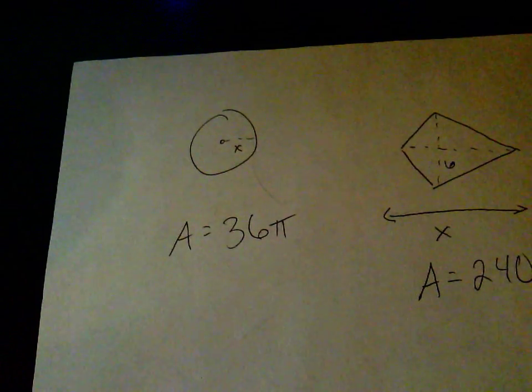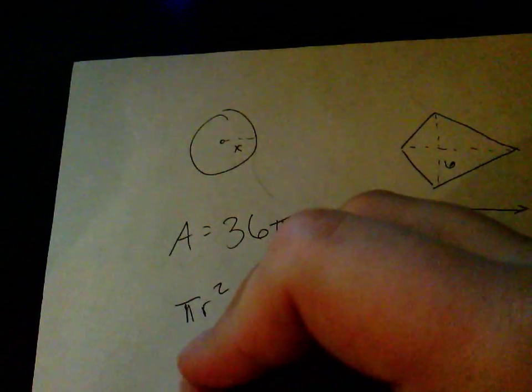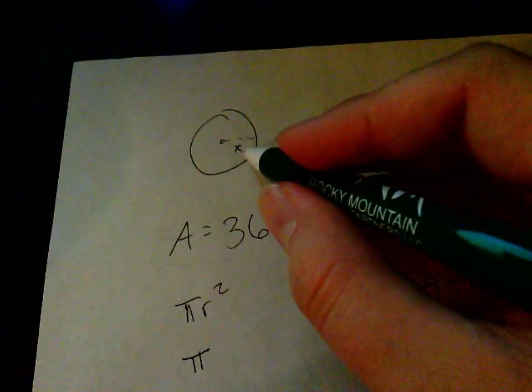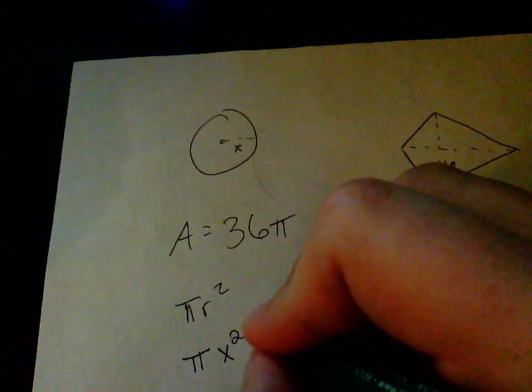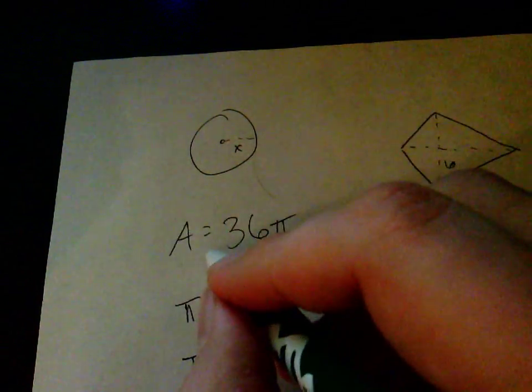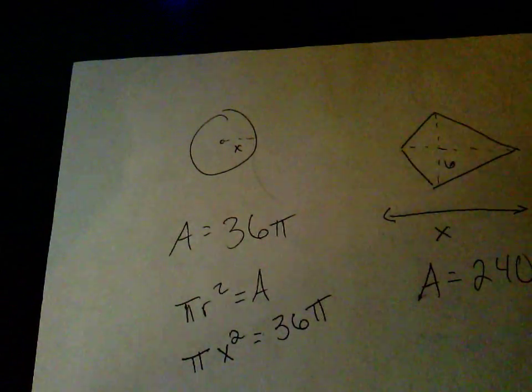First, you got to figure out what the formula is. This is a circle, so we know the formula is pi r squared. Now the r is our x in this case, so it's going to be pi times x squared. And since this always equals area, we just take whatever this big A is here, we're going to put it right here. That's it.